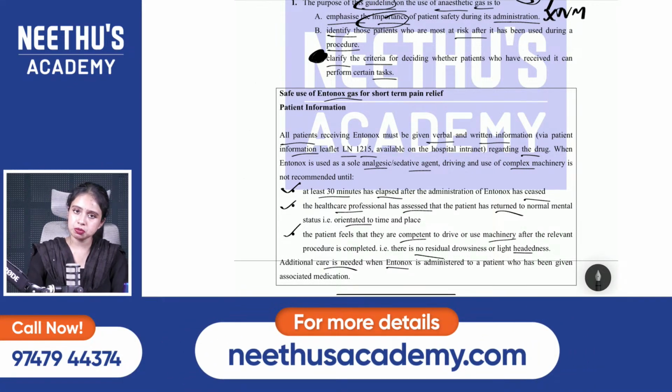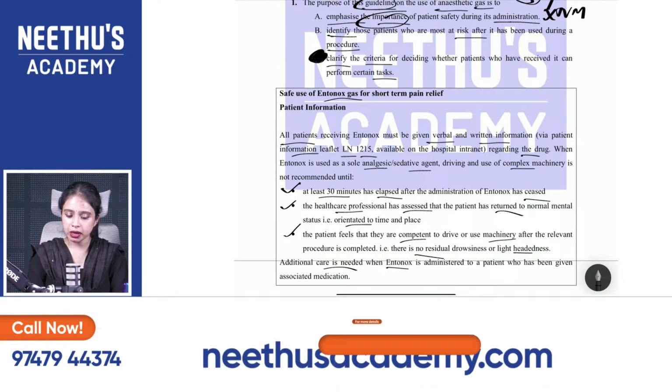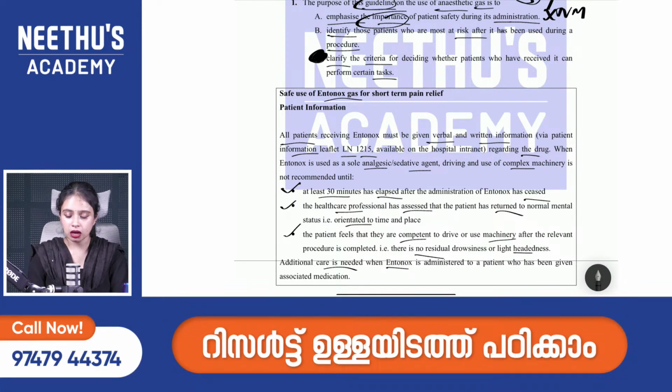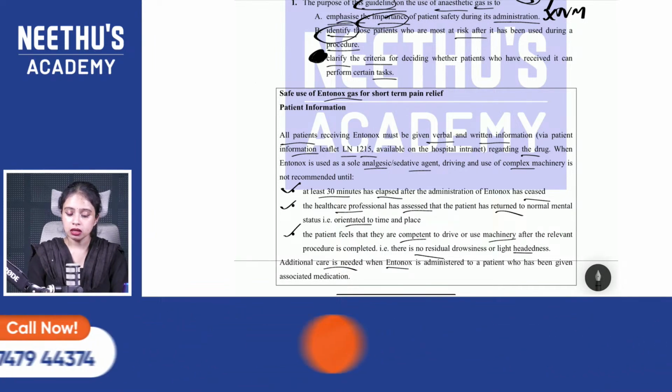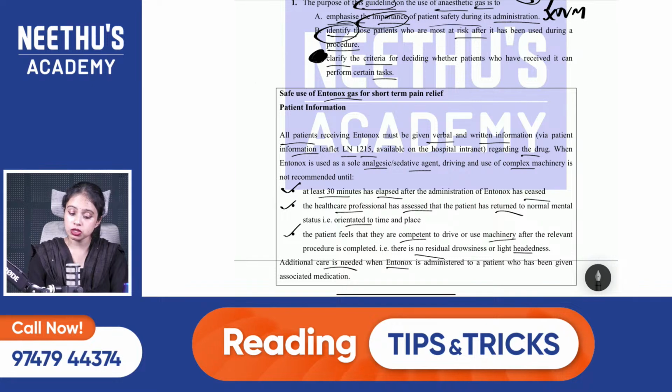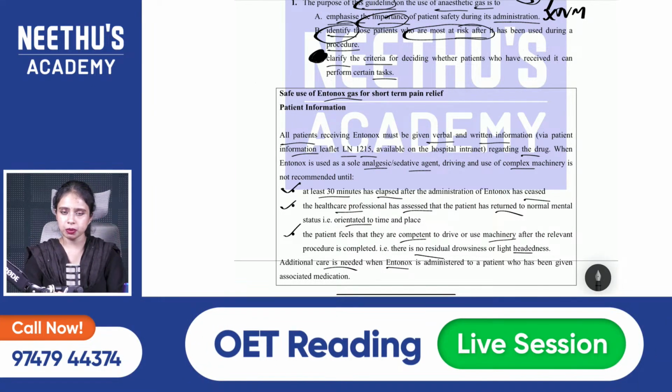And what about option B? Identify those patients who are most at risk after it has been used during the procedure. So identify those patients who are most at risk. Where is it mentioned again? People who are under this much risk, most risk patients, again not mentioned in the paragraph.